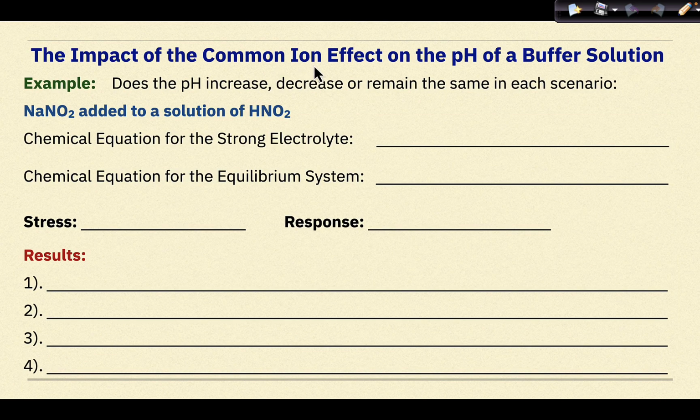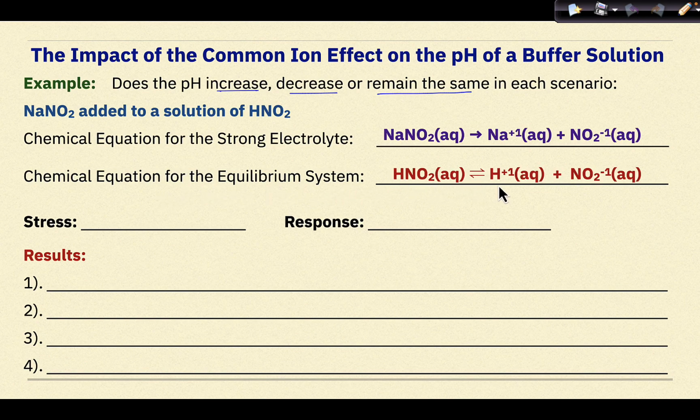The impact of the common ion effect on the pH of a buffer solution. Example: does the pH increase, decrease, or remain the same in each scenario? NaNO2 is added to a solution of HNO2. Let's start with the chemical equation for the strong electrolyte. NaNO2 dissociates into Na+1 ions and NO2-1 ions. Then we'll write the chemical equation for the equilibrium system. That's HNO2 ionizing into H+1 and NO2-1.